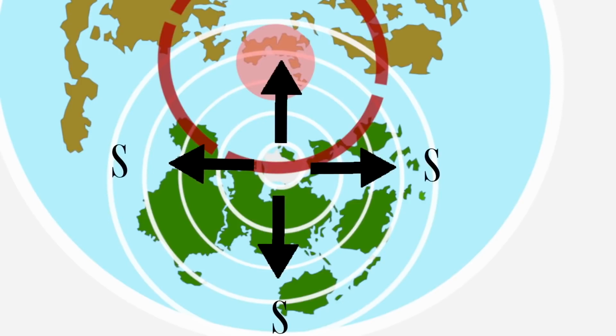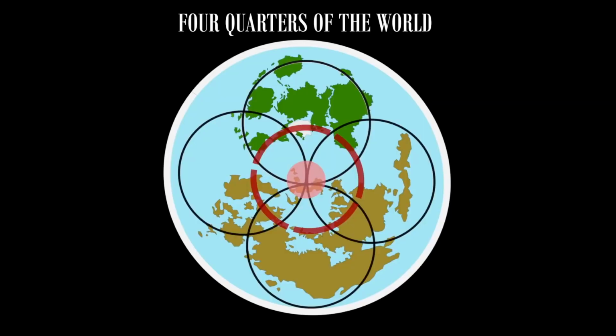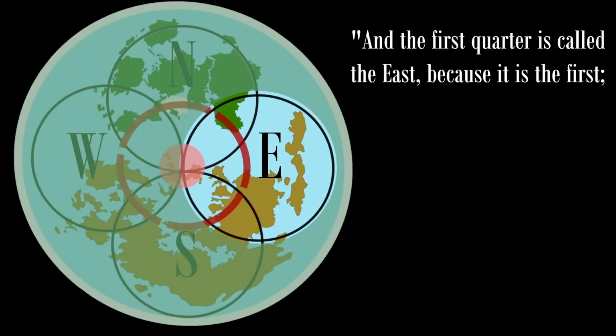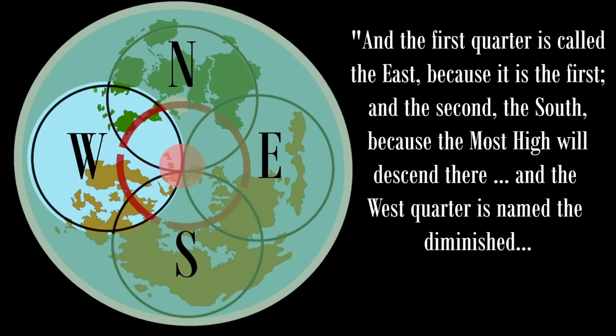However, there also exist geographic cardinal points. And what do the scriptures have to say about this? It's right there in Enoch's reference to the 4 quarters of the world. Our magnetic field, according to Enoch, lies in the geographic north of the greater realm. And the first quarter is called the east, because it is the first. And the second, the south, because the Most High will descend there. And the west quarter is named the diminished.